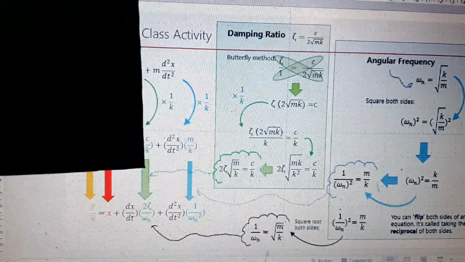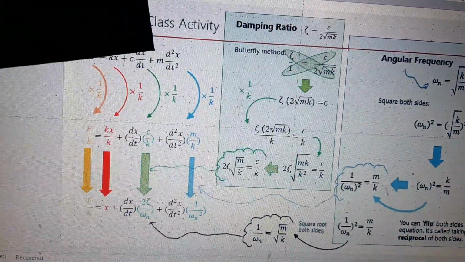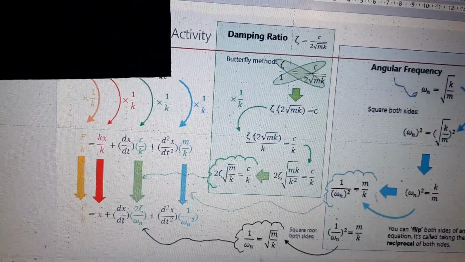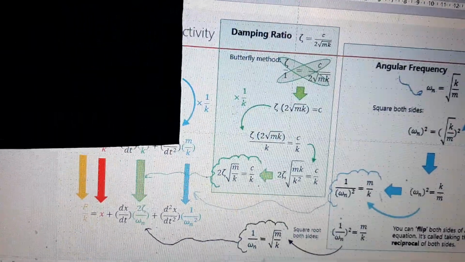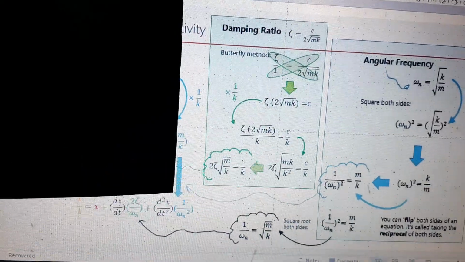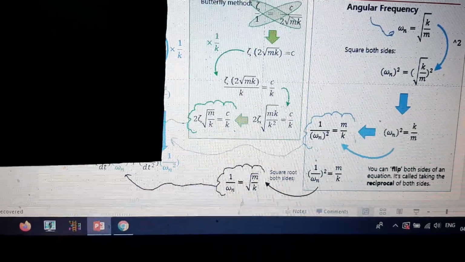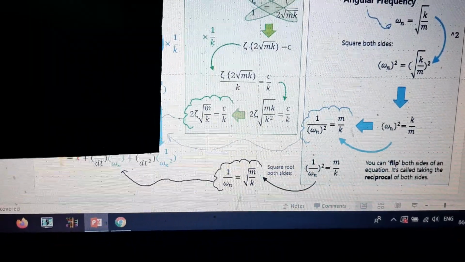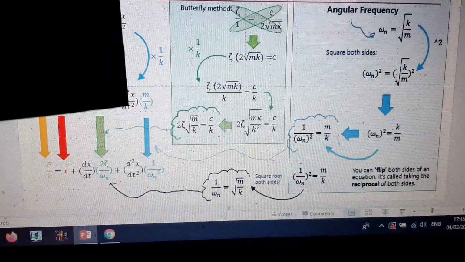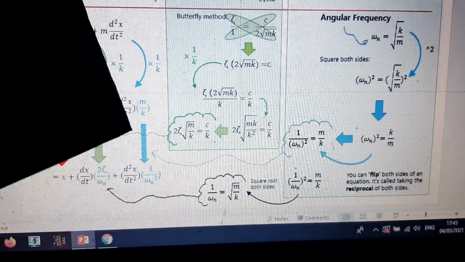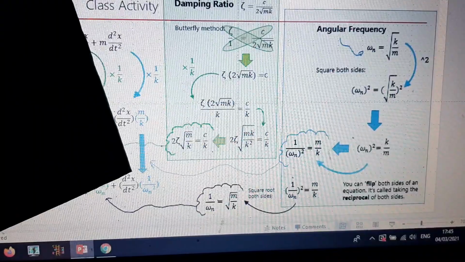So the blue side of the differential equation is divided by k, and then we have m over k here, and I'm replacing it with 1 over omega n square. I hope this part is understandable. This part I already explained in the class.